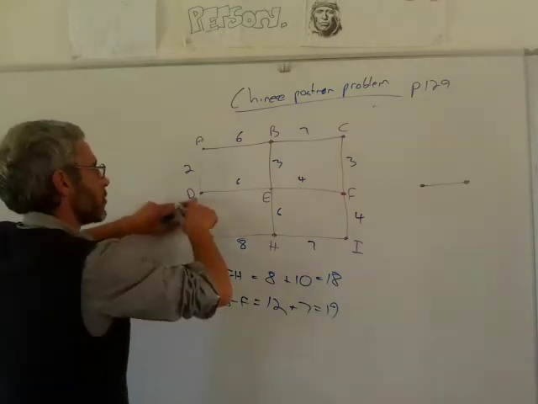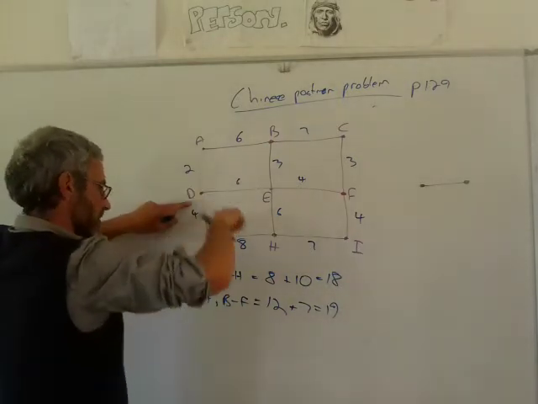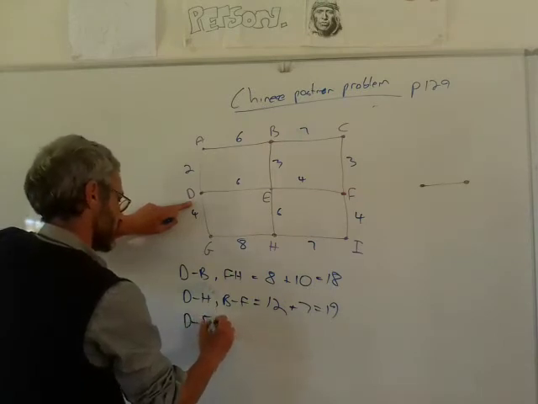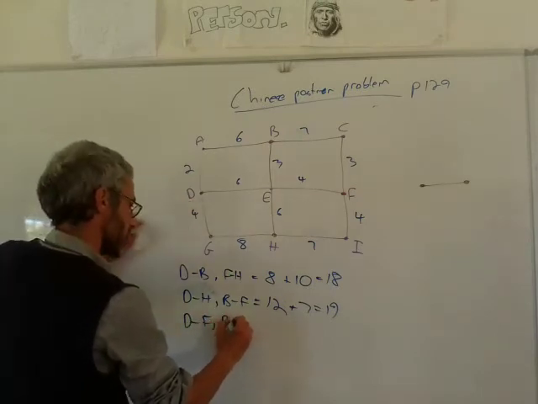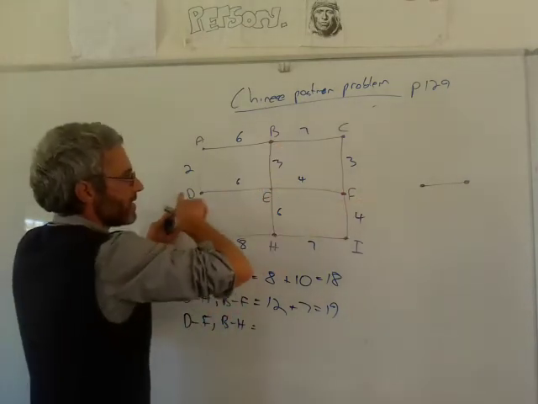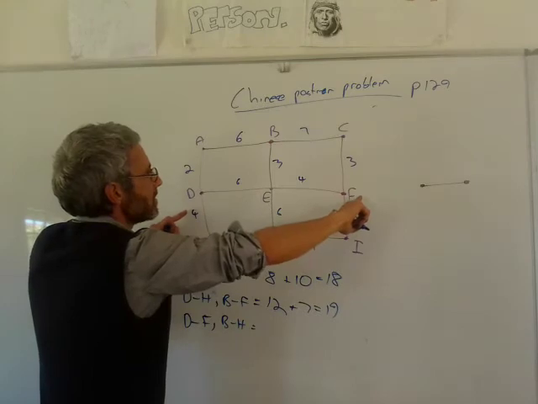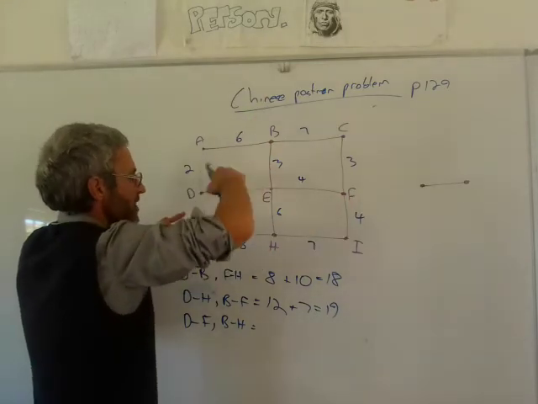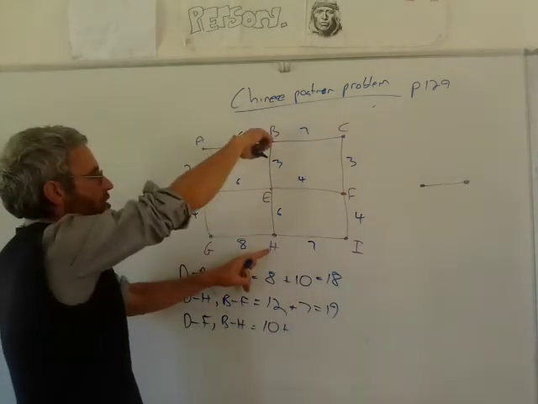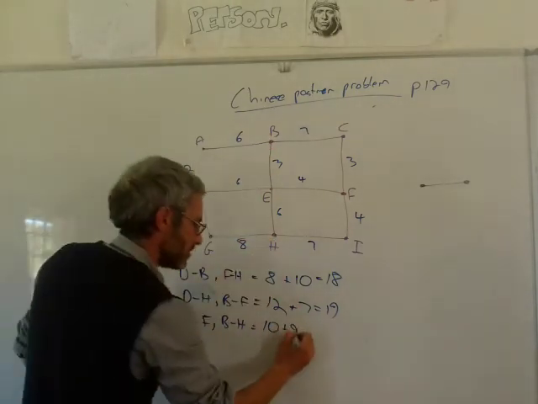Next one, I've paired already D with B, I've paired it with H, so the last pair I have is D and F. And that means B will be paired with H. D and F is either going to be 10 or probably much bigger things, so I'm not going to even try. So it's going to be 10. B and H is 9. So 19.